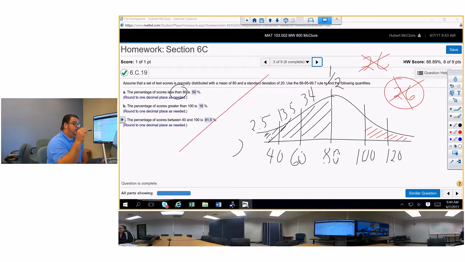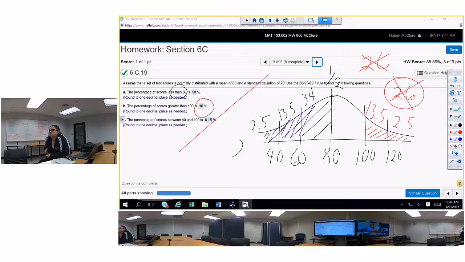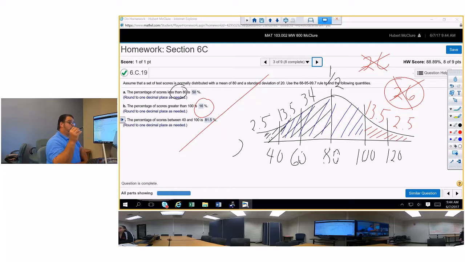Okay, right here, so it'd be 13.5 and 2.5. So that would be 16%. And then blue, the percentage of scores between 40 and 100. Well, 34 here, 34 here, 34 here, 34 here, and 13.5 here would be what? 68 plus 13.5, 81.5. That would be that.